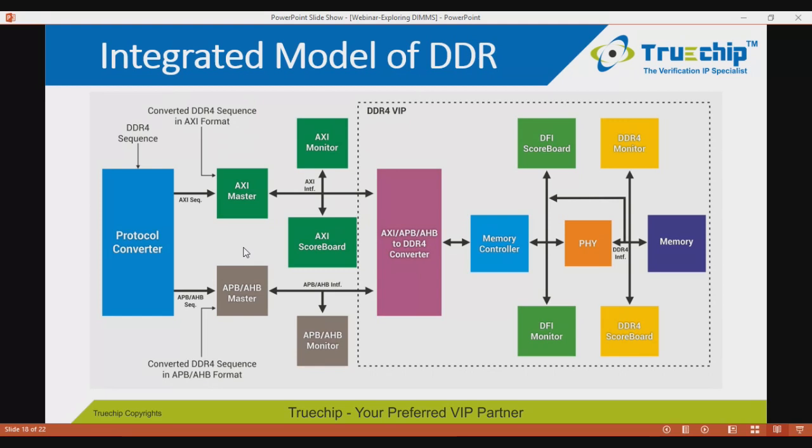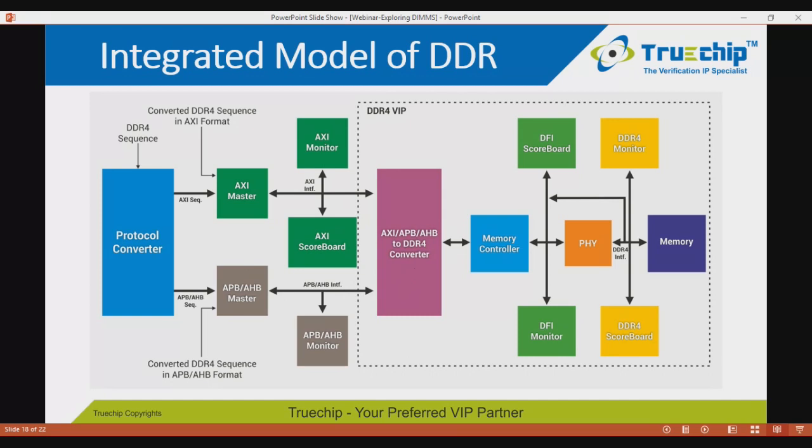In the direct method, sequences are written directly for the AXI, AHB, and APB masters. When running without a DUT, a DDR4 converter in the DDR VIP is used to convert the AXI, APB, and AHB bus to the internal Truechip DDR controller protocol format. In this method, sequences are made with the help of user-friendly macros.